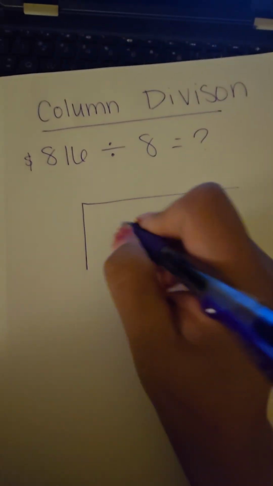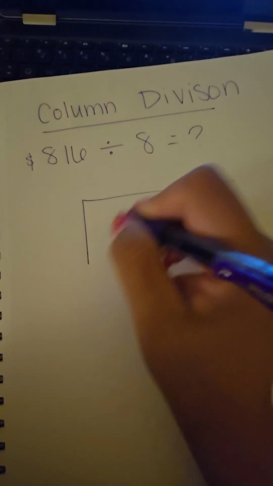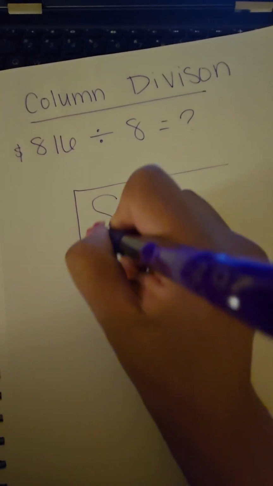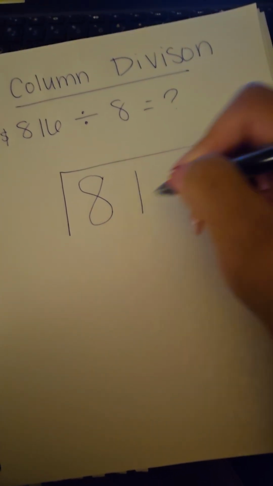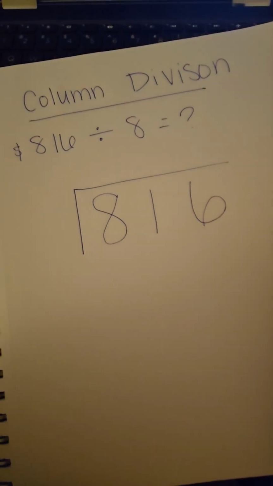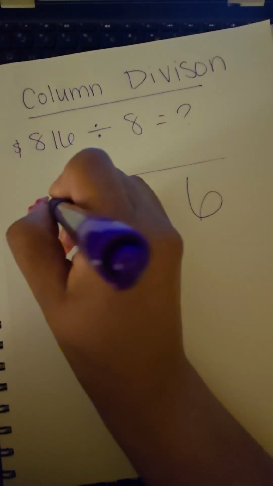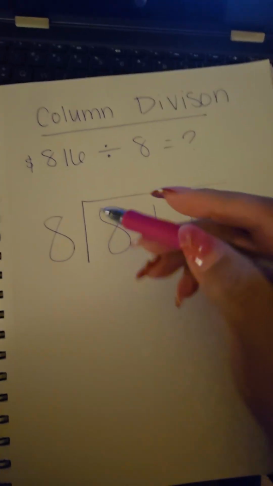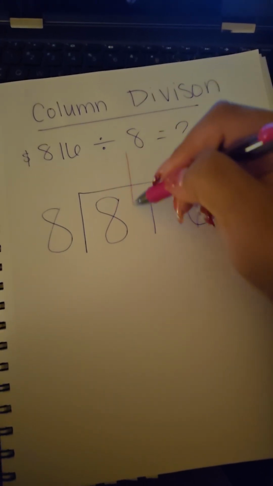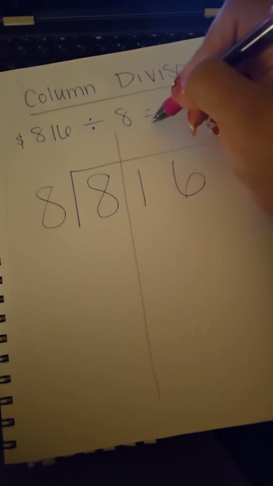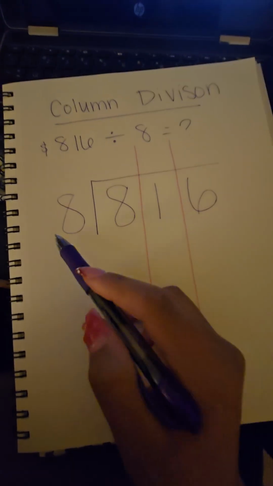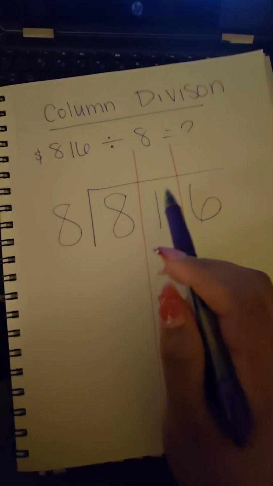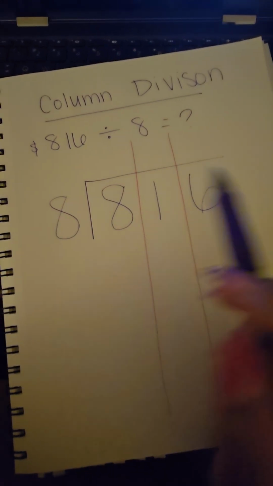I'm going to make it big so we can really see it. So we got our 816. You're going to put it in here, 816, and you put the 8 outside here. Now what we're going to do, see, this is column division. We've got to make columns for the place values. I'm going to make them long so we can really see them. And we're going to go column by column.